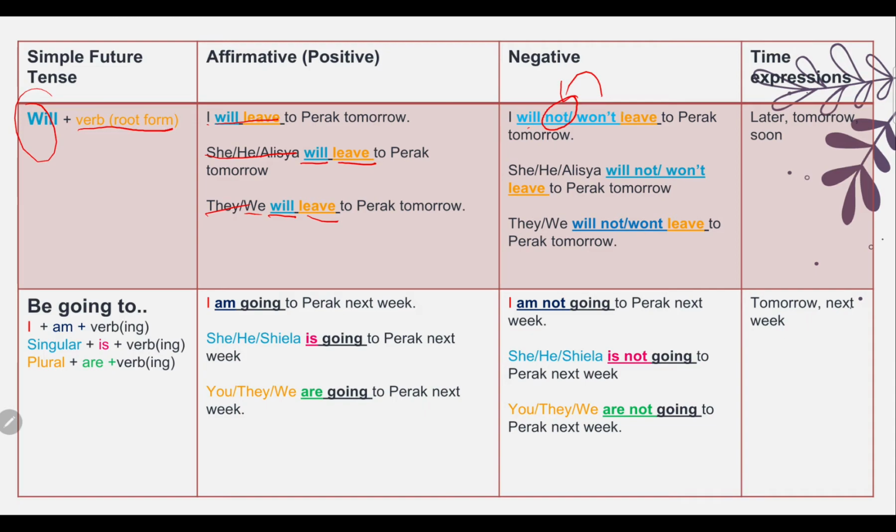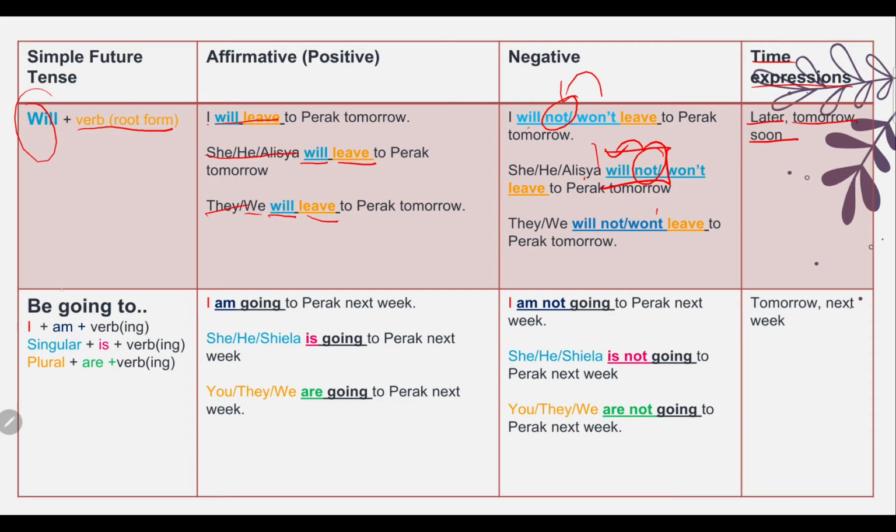So I will not leave to Perak tomorrow. I won't leave to Perak tomorrow. It's the same. She, he, Alicia will not or won't leave to Perak tomorrow, and they or we will not or won't leave to Perak tomorrow. So basically, very simple. Just add on the word not at the back of the word will. So for the time expression for will: later, tomorrow, and soon.